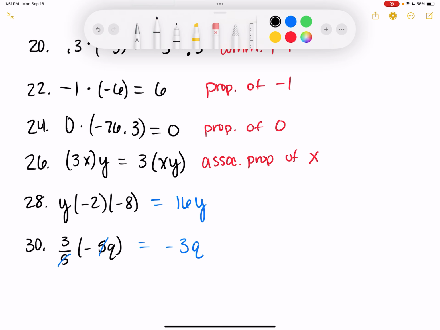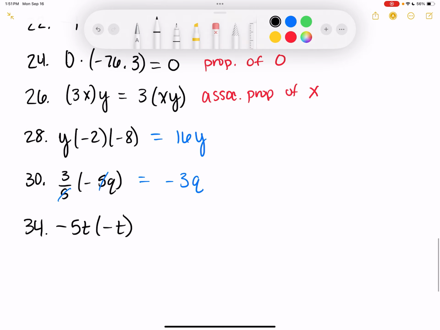What about 34? -5t times -t. What's going to happen with one like this? Cross out the t's? They're both on the top. You can only cross them out if one's on the bottom. Is my answer going to be positive or negative? Positive. So I have 5t times t. What's t times t? t squared, so this would be 5t squared.